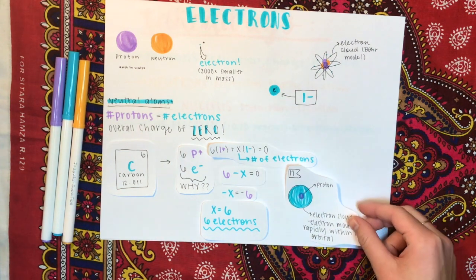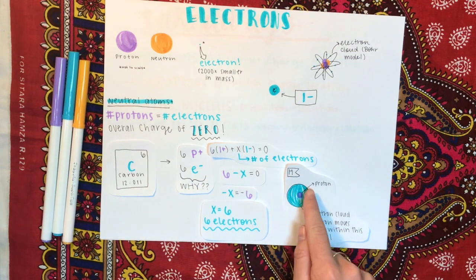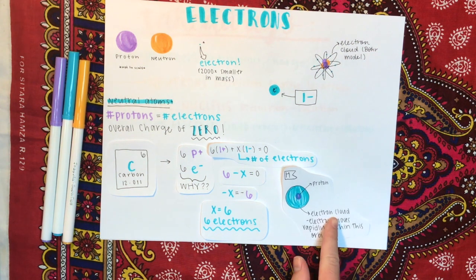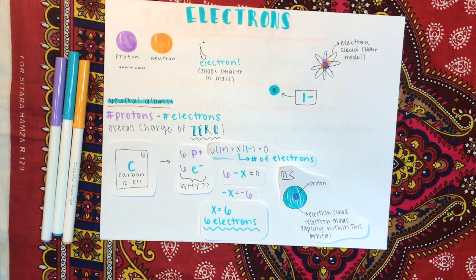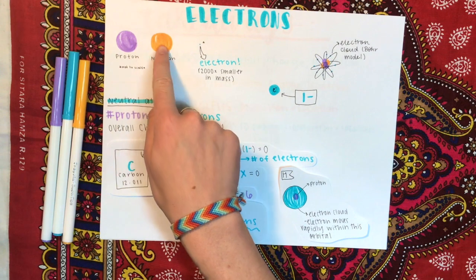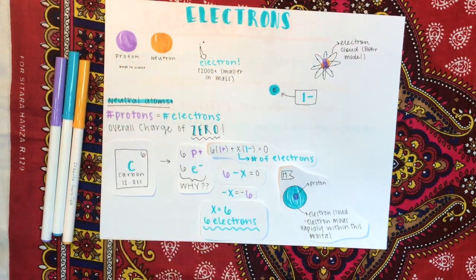Here you can see an example of the electron cloud for hydrogen. The characteristics of the electron cloud of an atom depend on the number of electrons in the cloud. They will form different orbitals depending on the identification of the atom. As we said before, electrons are much less massive than protons and neutrons. Protons and neutrons have about 2,000 times more mass than an electron.